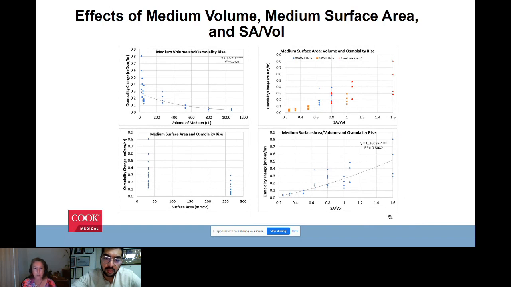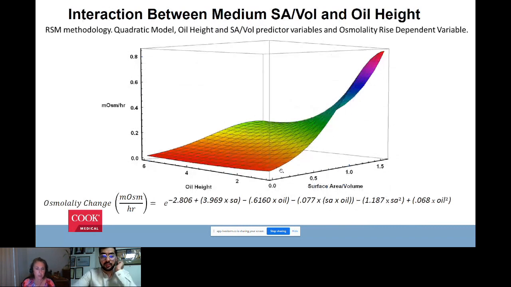But an easier way to look at it is on this graph where we combined all of the data together. So we combined the interaction of the oil height and the surface area. Now, if you look up here at the front, you can see that whatever oil height we're using, from minimal oil height to 6 millimeters of oil height, there's actually not a big difference. Whereas that effect becomes much stronger if you increase your surface area to volume.